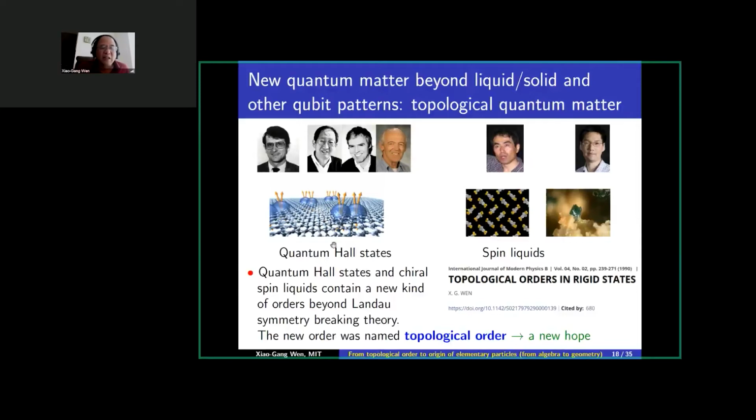But then in the 1980s, we found a new kind of quantum material which goes beyond the symmetry breaking theory. We call this new kind of order a topological order. We studied all kinds of old materials and couldn't find the Maxwell equation. But maybe this new material, this new order, gives us some new hope. Maybe we can find the Maxwell equation in this new kind of order.